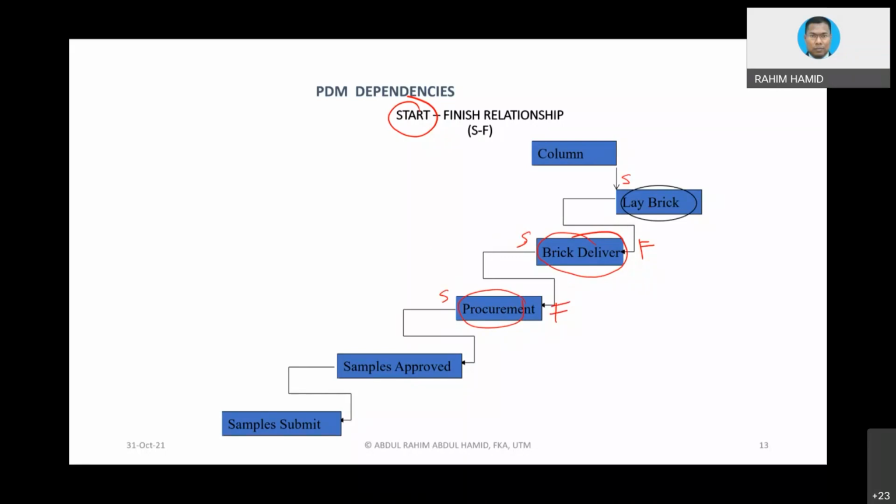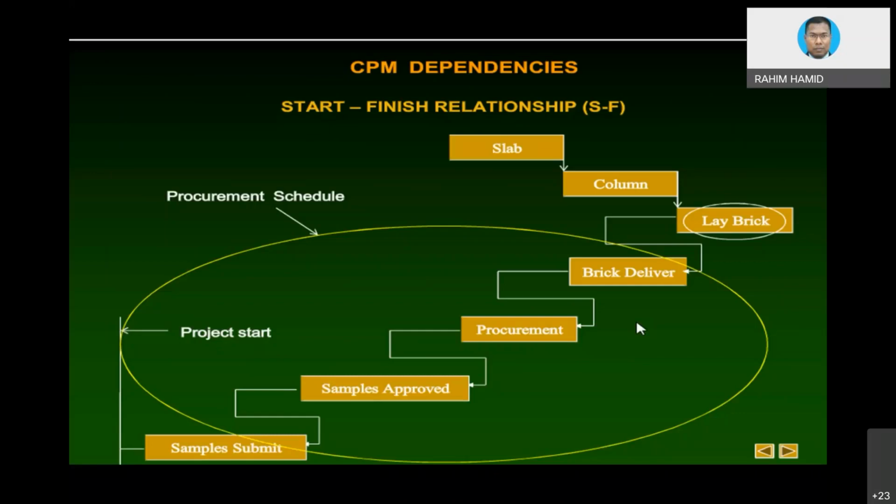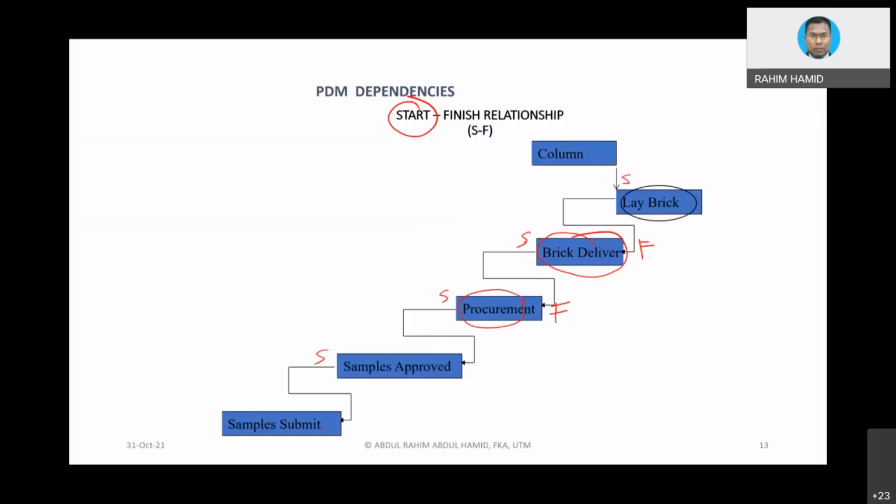And then how about the sample? In order to get the sample approved, you must submit the sample first. Otherwise, for sure you cannot start the approval. The submission must be done. Normally, in this kind of situation, we are going to use this for the procurement schedule. Procurement is basically the purchasing of material procedure, or even for the ISO. We work backward.